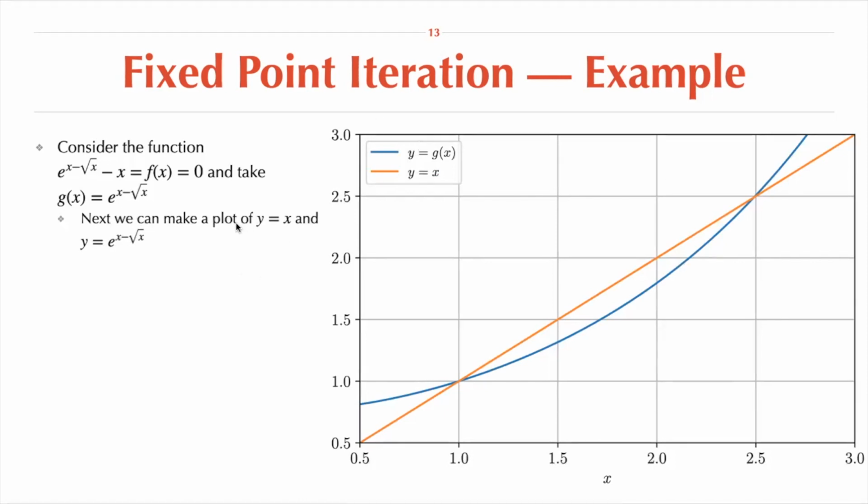If you make the plot of y = x, which is this orange line, and y = e^x - sqrt(x), which is this blue line, you can see that you get the same roots as you must get, because these are the points at which f(x) cuts the x-axis. So the two must be the same.